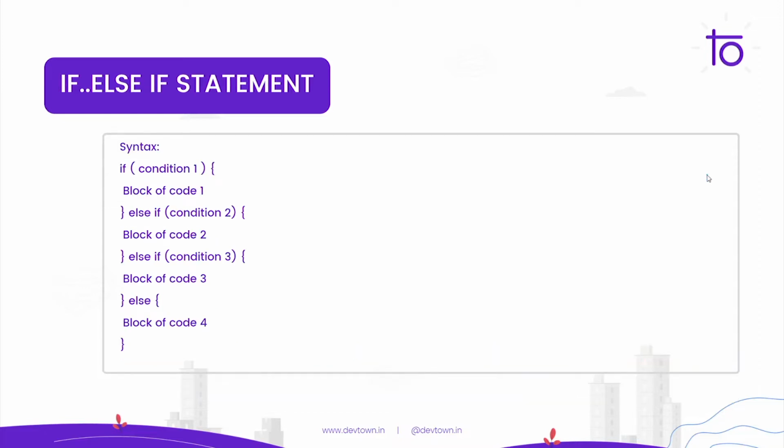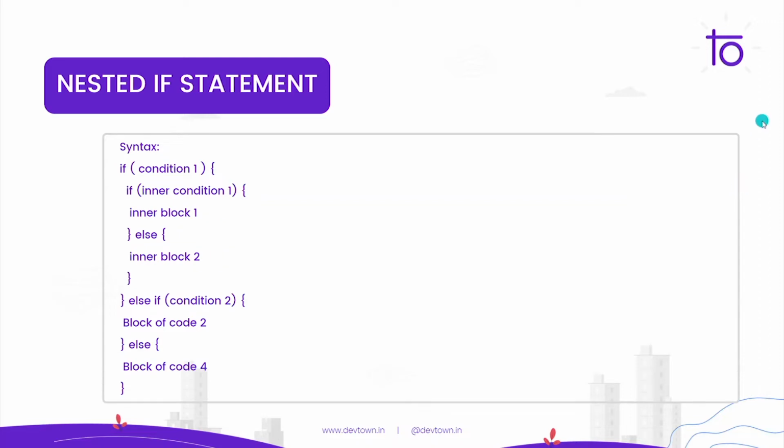Moving on to if else if. Here, if condition 1 is executed, out of all the given blocks, only block 1 is executed. Similarly, if condition 2 is executed, only block of code 2 will be executed. If condition 1 and 2 fail, if condition 3 is true, then block of code 3 will be executed. If all of those conditions fail, then block of code 4 will be executed.